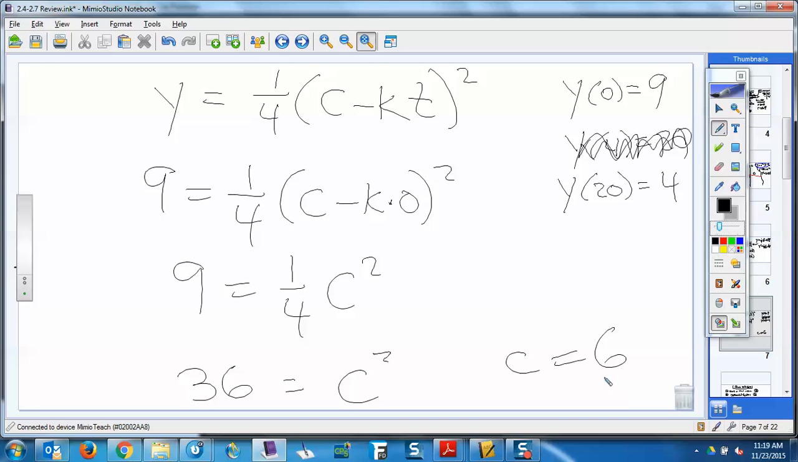Now, we could say plus or minus 6, but because of the situation, they said that because of physical properties, the C minus KT has to be positive. So you couldn't put a negative here. You'd have a negative minus a positive, which would end up being negative. So we can ignore the negative 6 on that. So C is now 6.